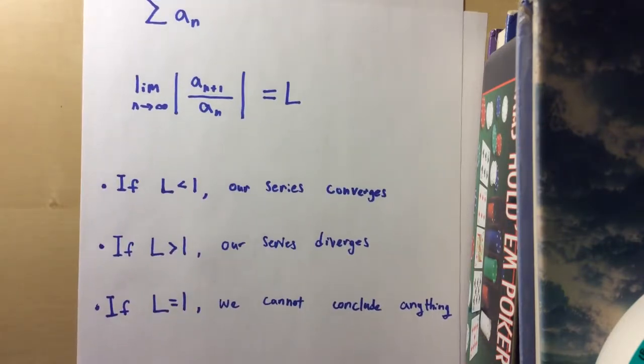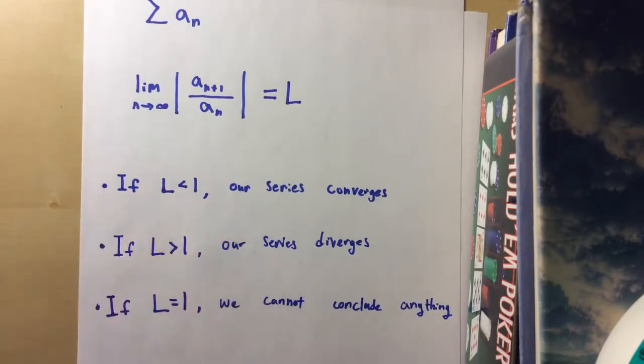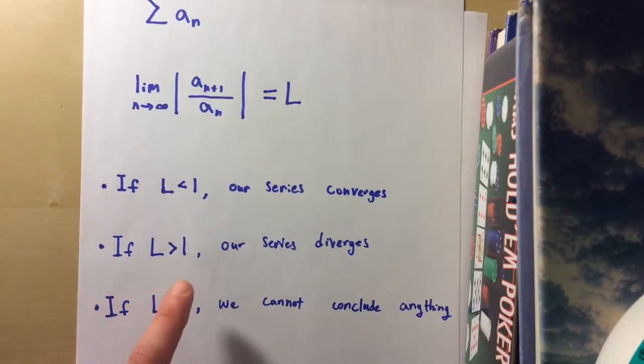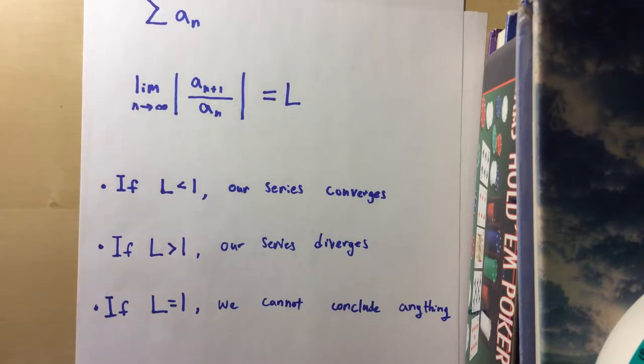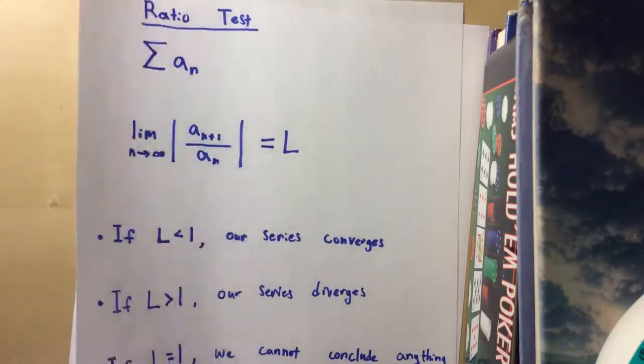What the ratio test tells us is that if L is less than 1, our series converges. If L is greater than 1, our series diverges, and if L is equal to 1, well then the ratio test doesn't tell us much and we've got to perform a different test. So let's use this to solve a couple sample problems.